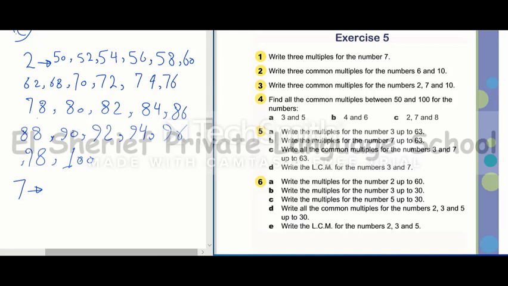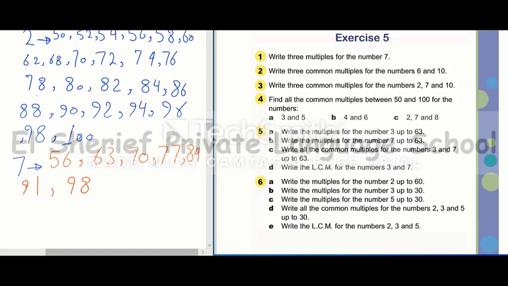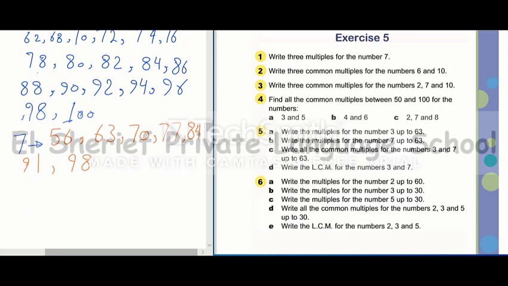According to 7, here we have 7 times 7 equals 49, so 7 times 8 equals 56. So start with 56, 63, 70, 77, 84, 91, 98. And if we add 7 to the number 98, we get a number more than 100, and he wants the last number to be 100 or less than it.